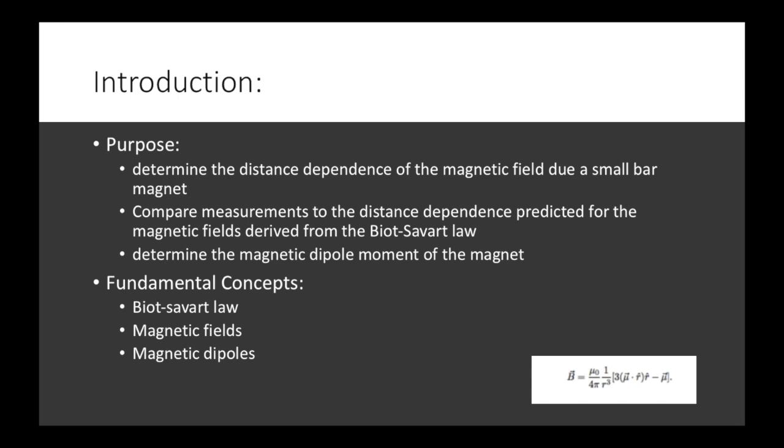The purpose of this lab is to determine the distance dependence of the magnetic field due to a small bar magnet, and to compare these measurements to the distance dependence predicted for the magnetic fields derived from the Biot-Savart law. Also to determine the magnetic dipole moment of the magnet. Some fundamental concepts that will be used in this lab are the Biot-Savart law, magnetic fields, and magnetic dipoles.